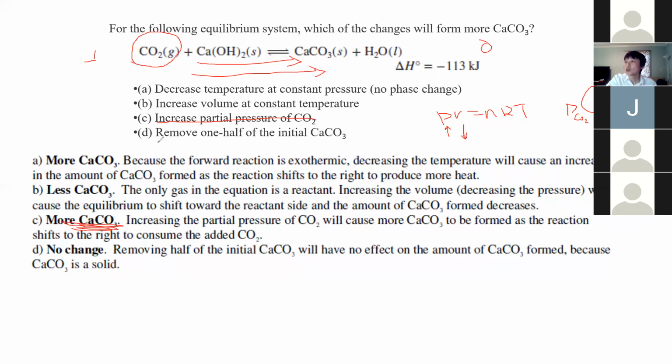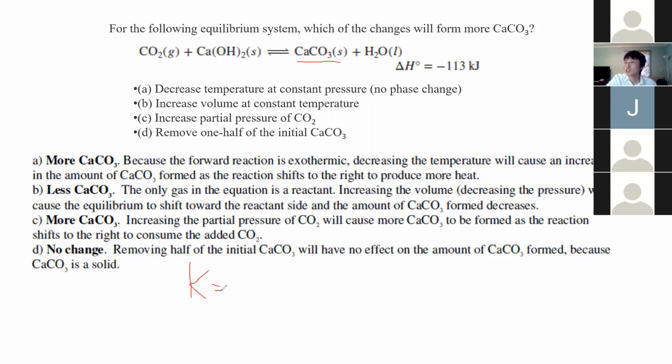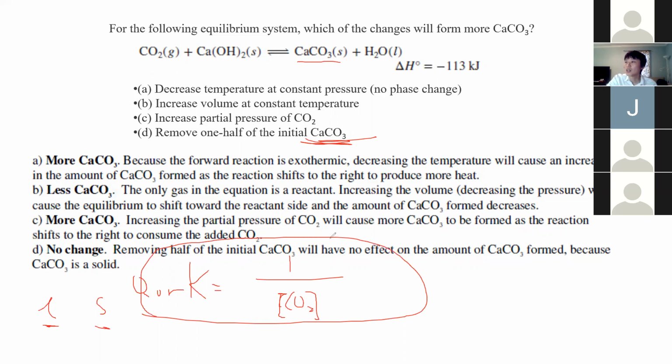The last one is to remove half of the initial calcium carbonate. Remember, when we change the amount of a pure liquid or a solid, they don't appear in the expression for the equilibrium constant or the Q, because of their physical states. For this reaction, we have a liquid and a solid on the right-hand side, so it has nothing on top. On the left, we have a solid and the gas. So the only thing we worry about is the carbon dioxide concentration. So even if we change the amount of this solid, it doesn't affect Q or K, so there is no change.